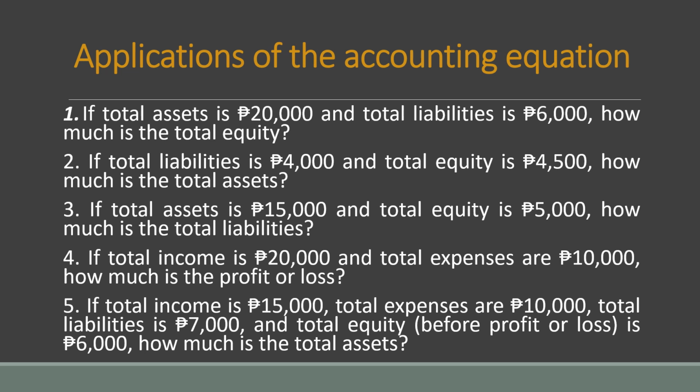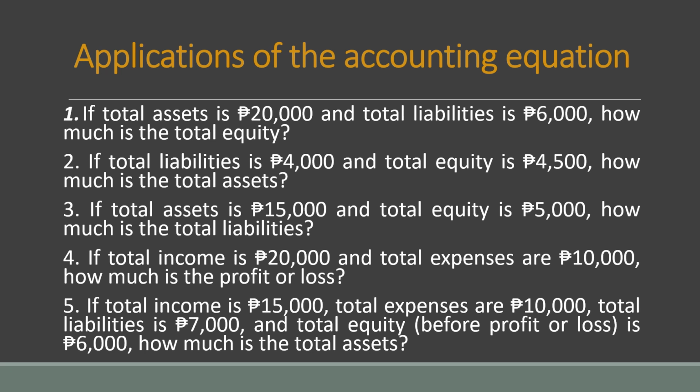So number 3 question. So if the total asset is 15,000 and the total equity is 5,000, how much is the total liabilities? So we can use the formula or the accounting equations in order for us to compute the total liabilities. And for us to get the total liabilities, i-deduct natin or i-minus natin yung total equity sa total asset. Dahil nga, remember, asset is equals to liability plus equity.